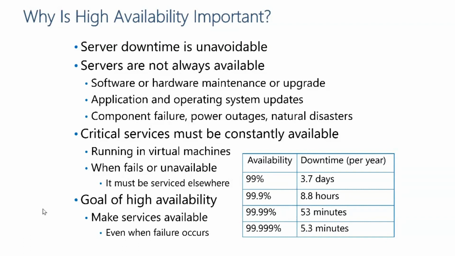So I got told off because priority 1 to them was if someone was going to lose their life if the system's down. But the priority for my company was subjective to my company's needs. So that's why I got told off. So basically, like I said, some services are more important than others. Some critical services must be constantly available, running in virtual machines, and when they fail or are unavailable, they must be serviced elsewhere. The goal of high availability is to make the service available even when there are failures or errors.